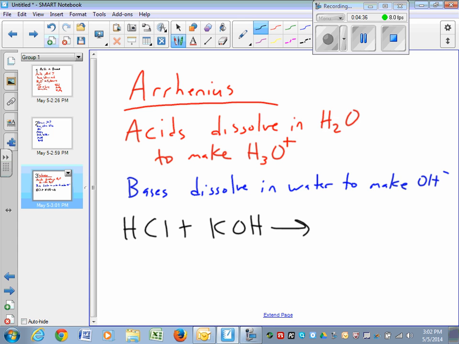Something else that you should know from the Arrhenius definition is what we call a neutralization reaction. An acid plus a base makes a salt plus water. It's really just a double replacement reaction. In this case, since I'm using hydrochloric acid and potassium hydroxide, the salt that we're going to make is potassium chloride. Because remember, salt just means ionic.